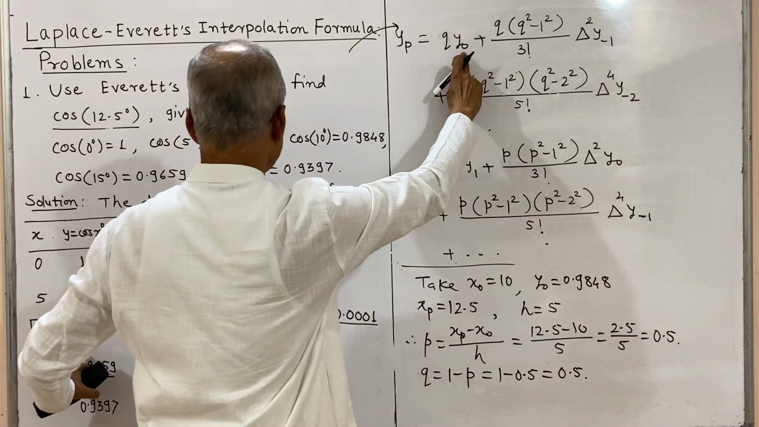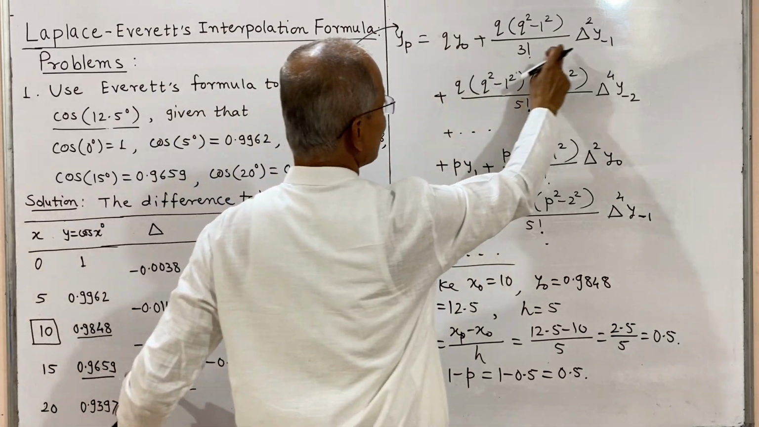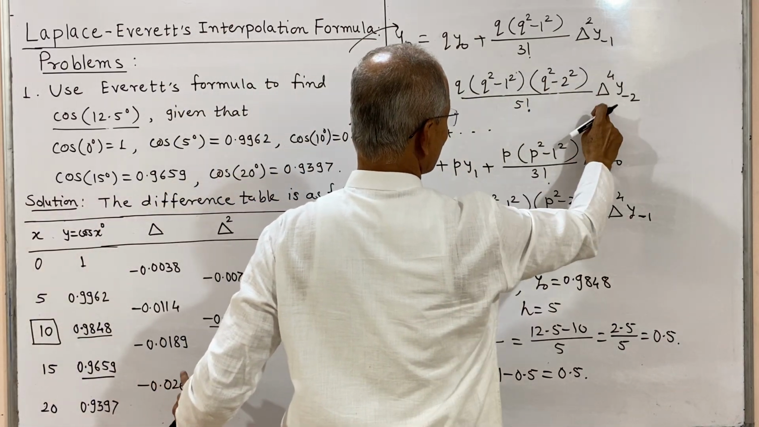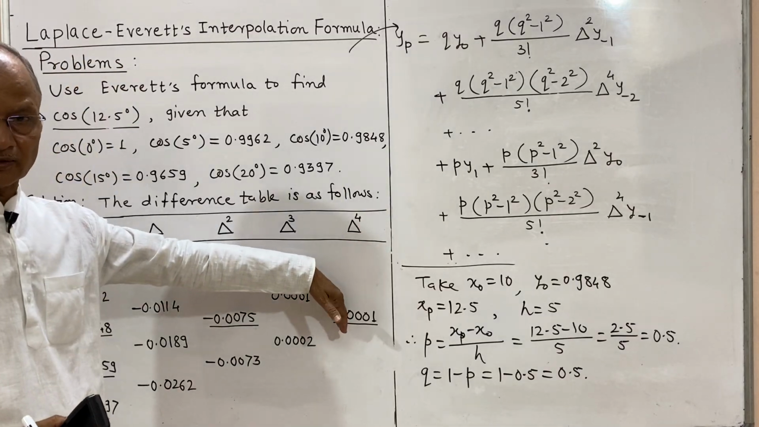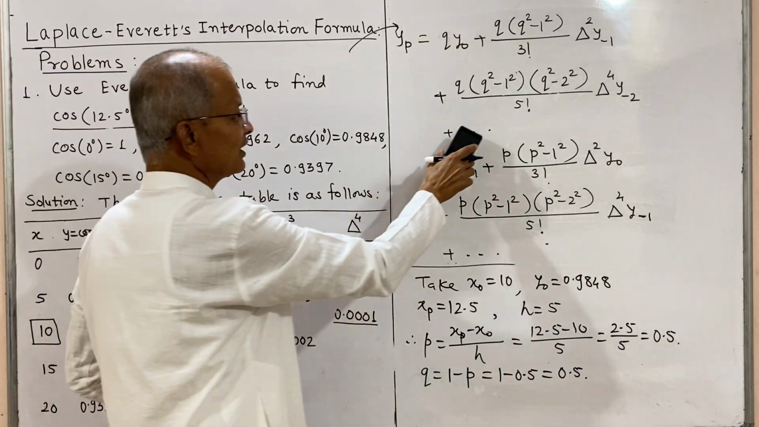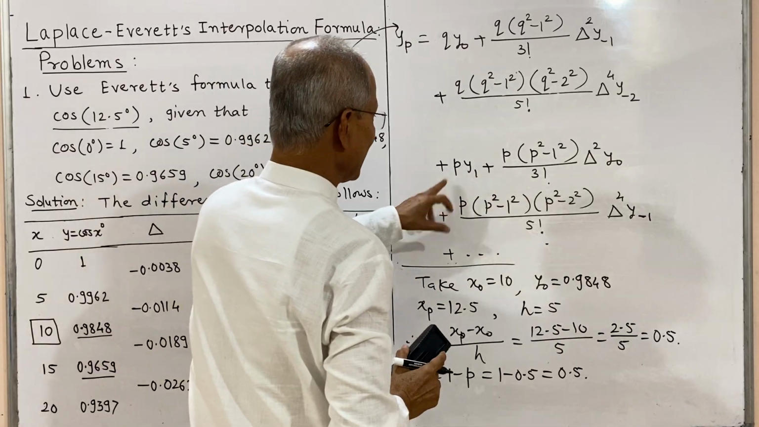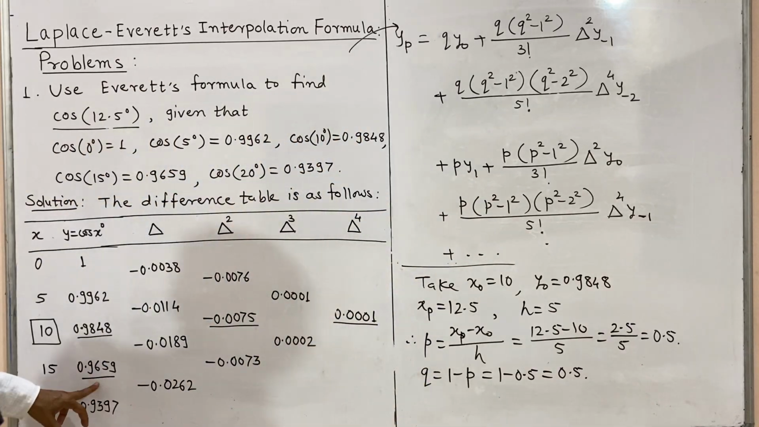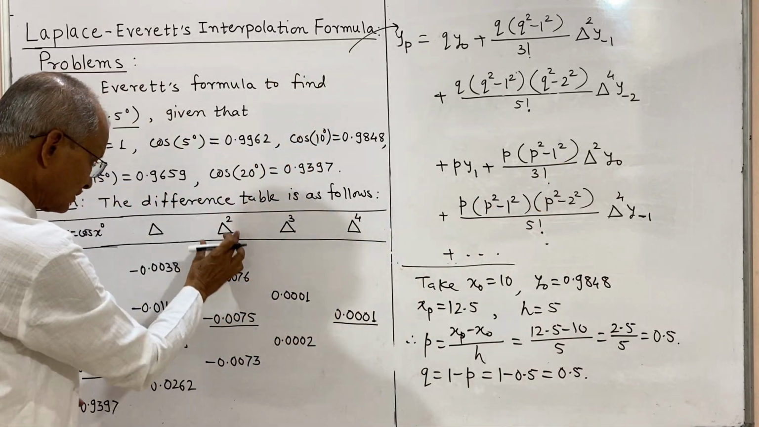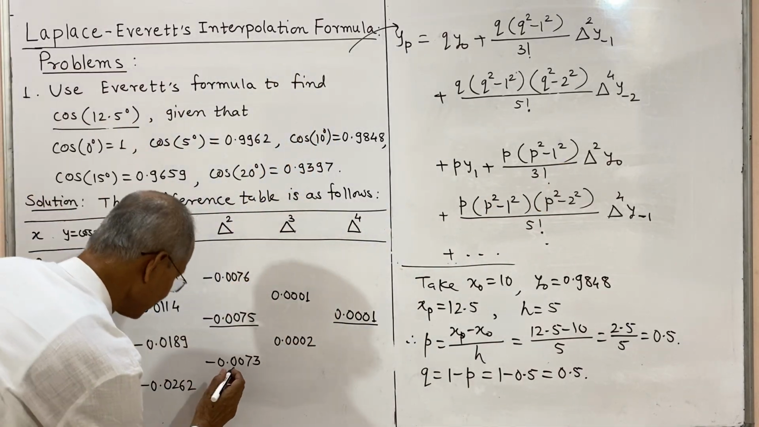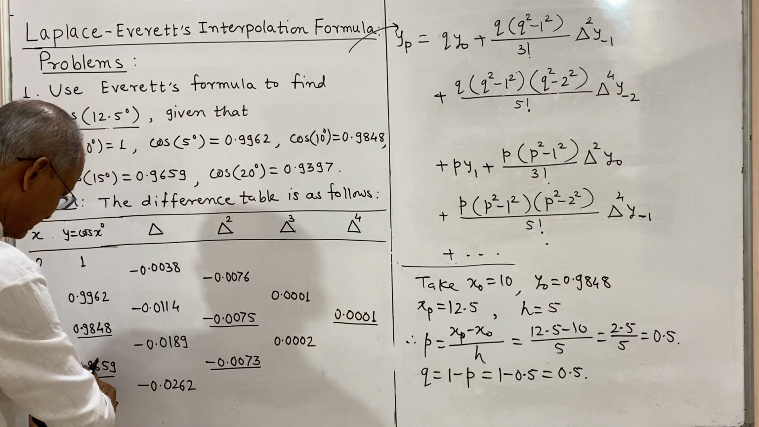So these are the three values we require: y naught, delta square y minus 1, delta raised to 4 y minus 2, and next order differences are not here, and therefore we require the terms up to this only, and plus p y1, this is y1, and next is delta square y naught. So under this, delta square y naught is this value, delta square y naught in this line.